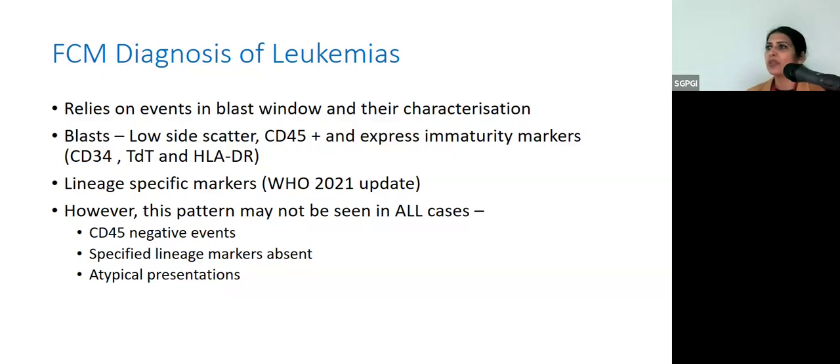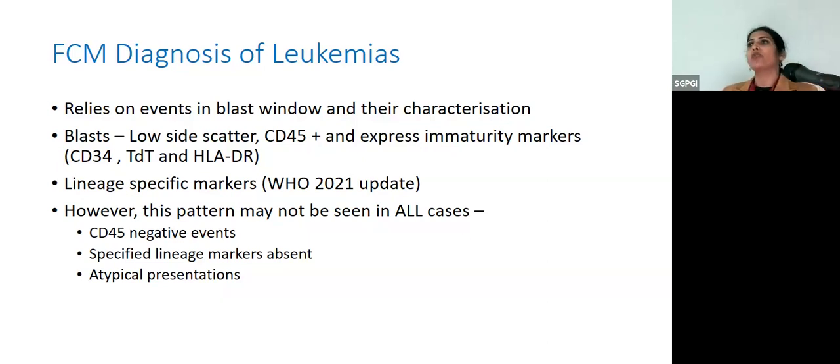And apart from that, we know that they have to show some immaturity markers. The most important immaturity marker is CD34. We also use TdT, we also use HLA-DR, but the most important is CD34. So blast is a population which is CD45 positive, CD34 positive, and it has a low side scatter. This is how we identify the blast. And then the next step is to go on and do a lineage identification.